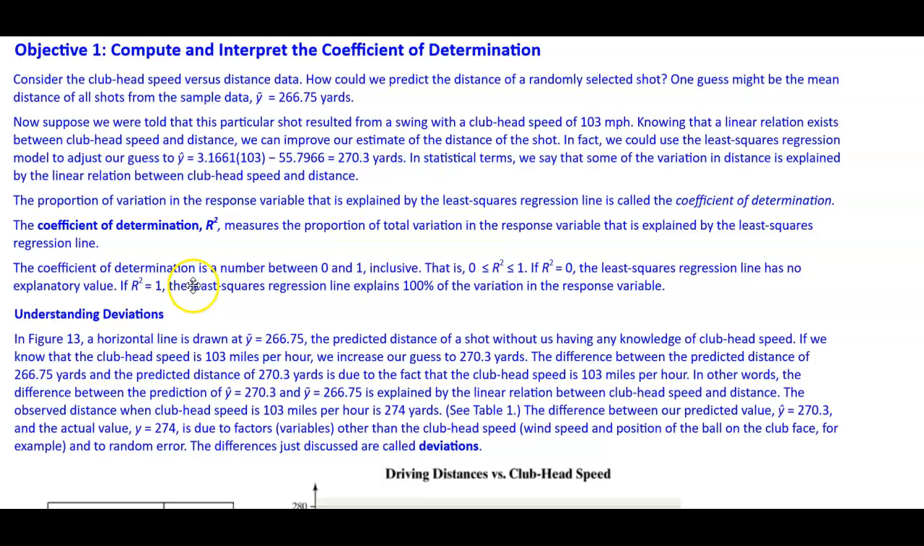The coefficient of determination is a number between 0 and 1 inclusive. That is, capital R squared is going to be in between 0 and 1 inclusive. Now, if capital R squared is equal to 0, the least squares regression line has no explanatory value. If capital R squared equals 1, the least squares regression line explains 100% of the variation in the response variable.